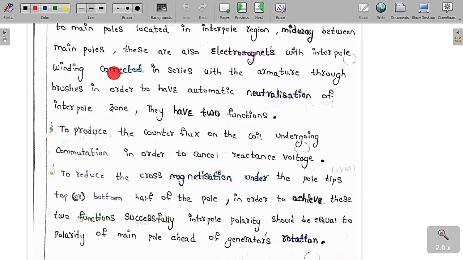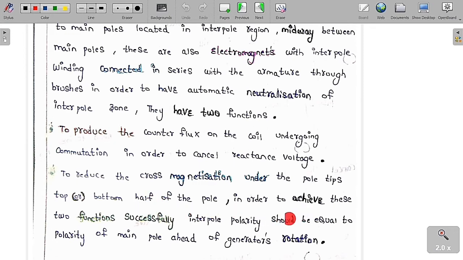Interpoles, or commutating poles, are small poles compared to main poles, located in the interpolar region midway between the main poles. These are also electromagnets with interpole winding connected in series with the armature through brushes in order to have automatic neutralization of the interpolar zone. They have two functions: to produce the counterflux on the coil undergoing commutation in order to cancel the reactance voltage, and to reduce the cross magnetization under the pole tips, top or bottom of the pole.